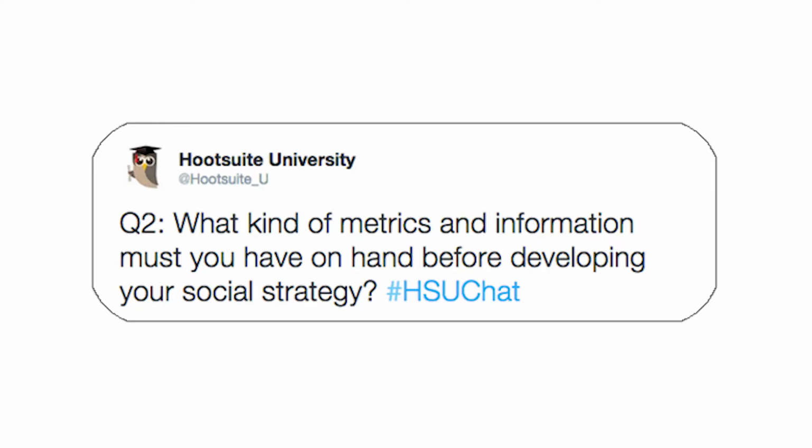The second question asked in HOOTSUITE University Chat was, what kind of metrics and information must you have on hand before developing your social strategy? The first answer that I picked was made by Michael Brito with Twitter handle @BritoPian, and he said, share of voice, topical share of voice, conversation gaps, influencer conversation, then reach, engagement, etc.